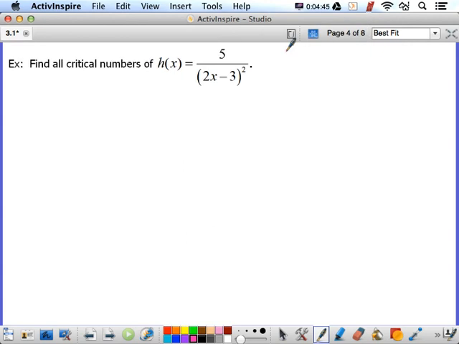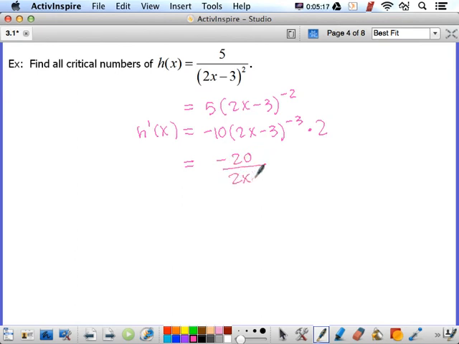For our second example, we're going to find all critical numbers of the function h of x equals 5 over 2x minus 3 quantity squared. Because the top is just a constant, we can work this problem without using the quotient rule. So I'm going to rewrite it as 5 times 2x minus 3 to the negative 2 power and take the derivative from there. That would be power times coefficient, down 1 on the power, times the derivative of the inside. And if I clean that up algebraically, I get negative 20 over 2x minus 3 to the positive 3 power.